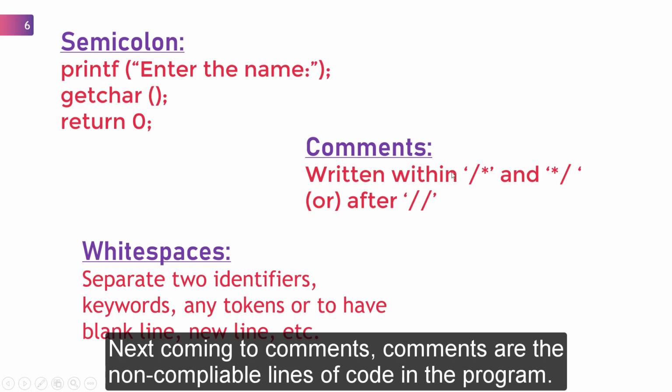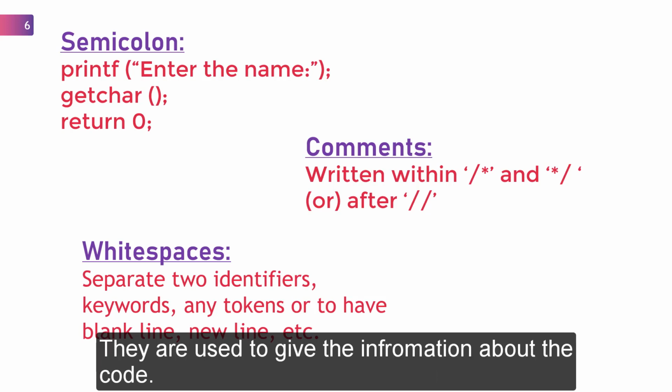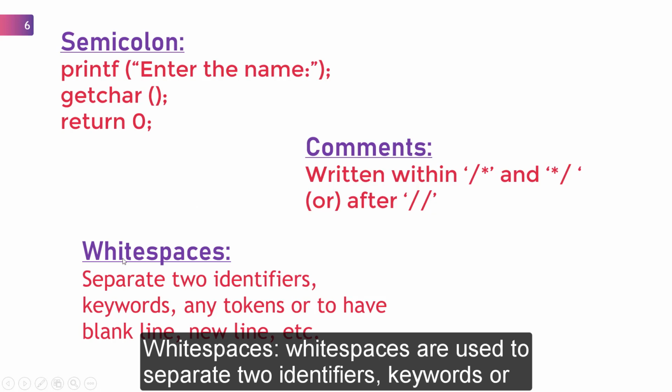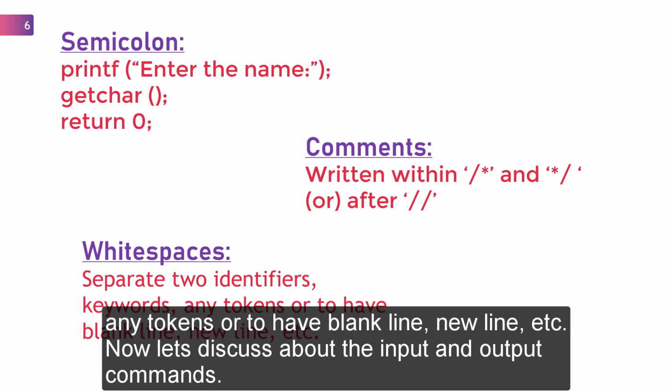Next, coming to comments. Comments are the non-compilable lines of code in the program. They are used to give information about the code. C comments are written within slash-star or after a double slash. White spaces. White spaces are used to separate two identifiers, keywords, or any tokens, or to have a blank line, new line, etc. Now let's discuss the input and output commands.